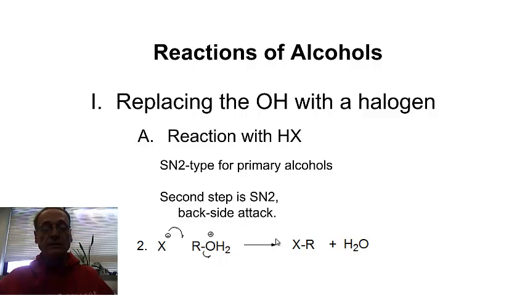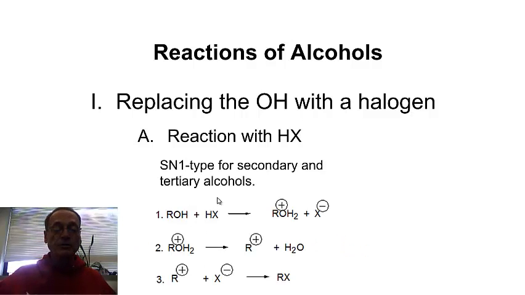Now, if the alcohol is a secondary or tertiary alcohol, so this alcohol might be isopropyl or t-butyl alcohol, the first step is the same. You react the alcohol with the hydrohalic acid, HCl, HBr, or HI. It protonates the OH, and you get this protonated alcohol. So the first step is exactly the same as the first step was in the previous mechanism with primary alcohols.